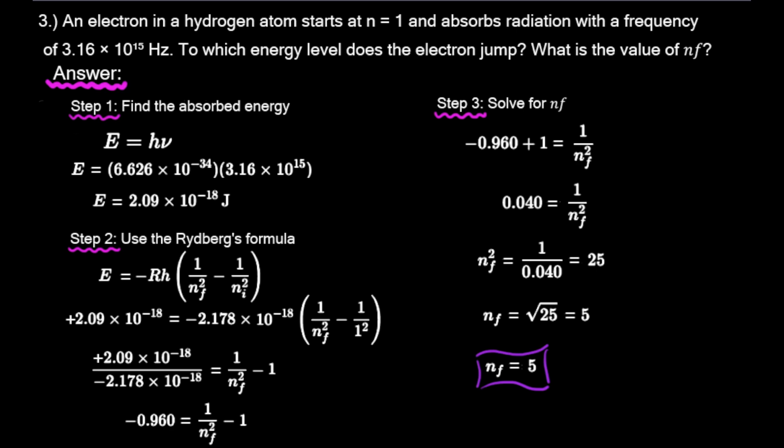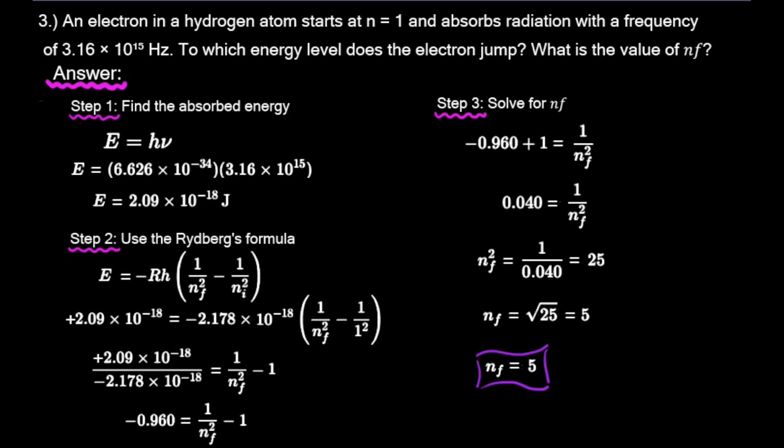An electron in a hydrogen atom starts in the ground state at n equals 1, and it absorbs a radiation of light with a frequency of 3.16 times 10 to the power of 15 hertz. Our goal is to find a new energy level, also called n final. Here we are told that the electron absorbs a certain radiation frequency which has a corresponding energy, and since the electron absorbs the photon of energy, the energy has to be positive.